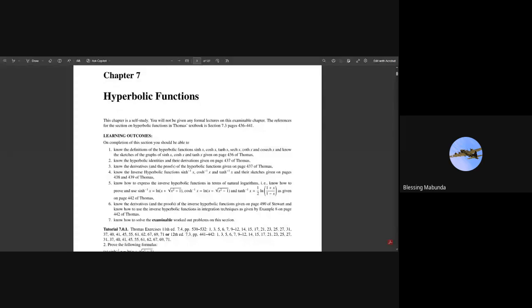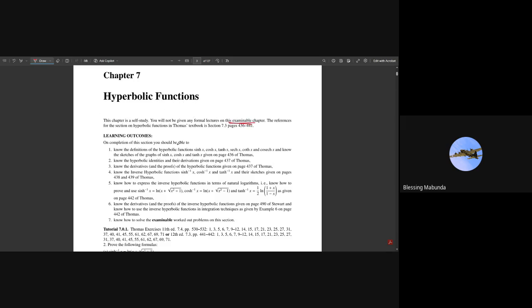The chapter we're looking at now is chapter 7, hyperbolic functions. Right, so this chapter is a self-study. You'll not be given any formal lectures on this examinable chapter. So what should be noted is that it's very much examinable, even though it's self-study.